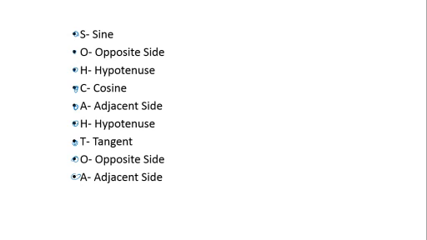It stands for sine opposite. Sine is the opposite side over the hypotenuse. Cosine is the adjacent side over the hypotenuse, and tangent is the opposite side over the adjacent side. But again, SOHCAHTOA, or some old hippie caught another hippie tripping on acid, either one of those is fine.